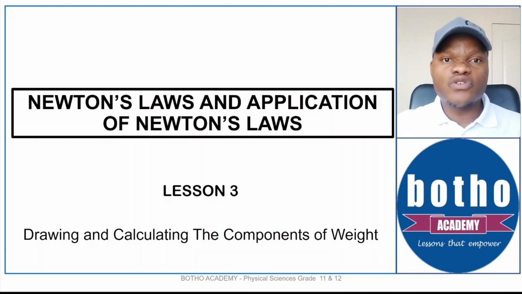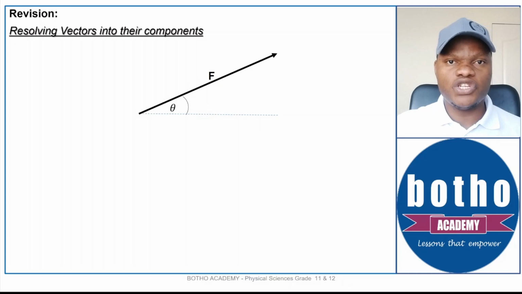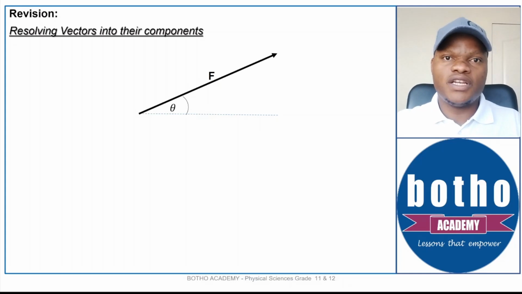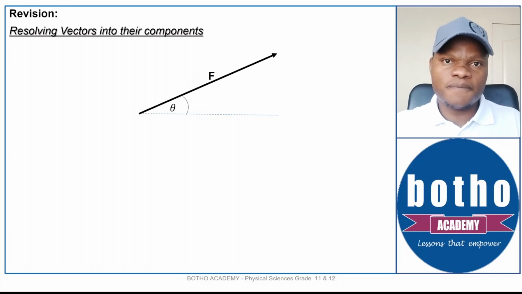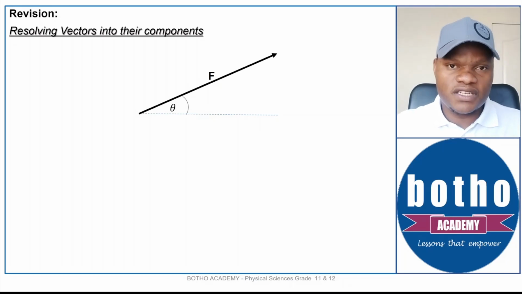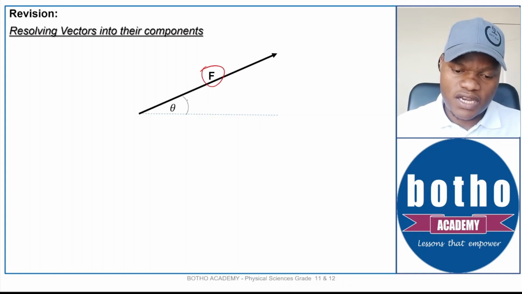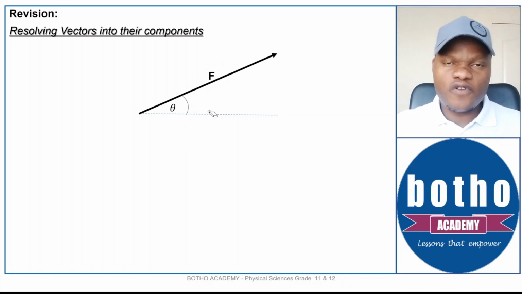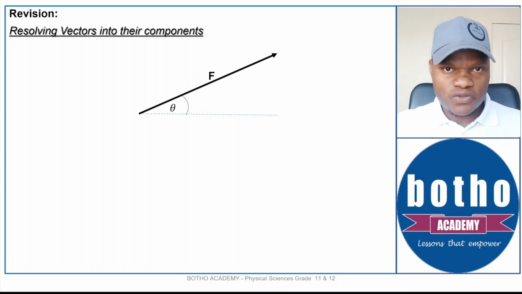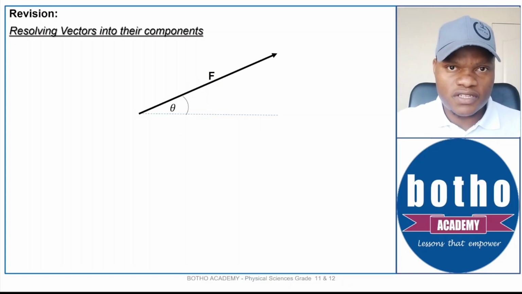Okay, now before we go straight into such a situation, we need to recap a little bit on a section that we did under the topic vectors in 2 dimensions. There was a section that we did that is called the resolving of a vector into its components. Now in this case, we are going to be looking at force F that is acting at an angle. As you can see on your screen, there's a force F there that is acting at an angle theta. Okay, now when you have a force like that one, the force, as you can see, is not parallel to the surface, neither is it perpendicular to the surface.